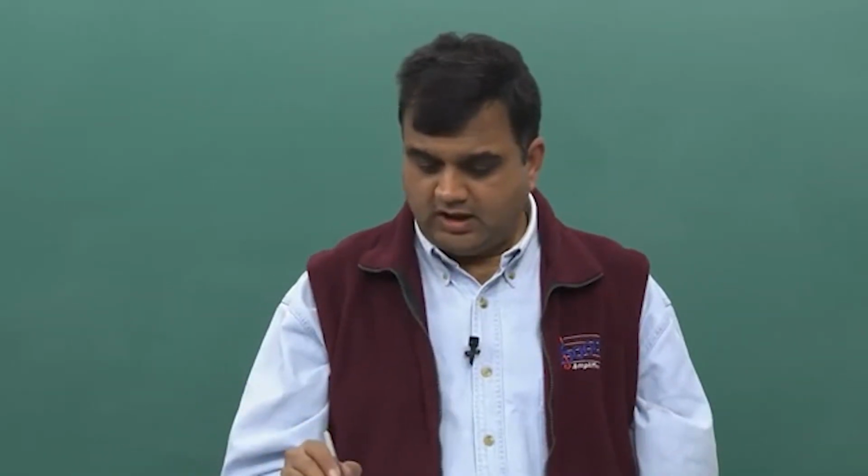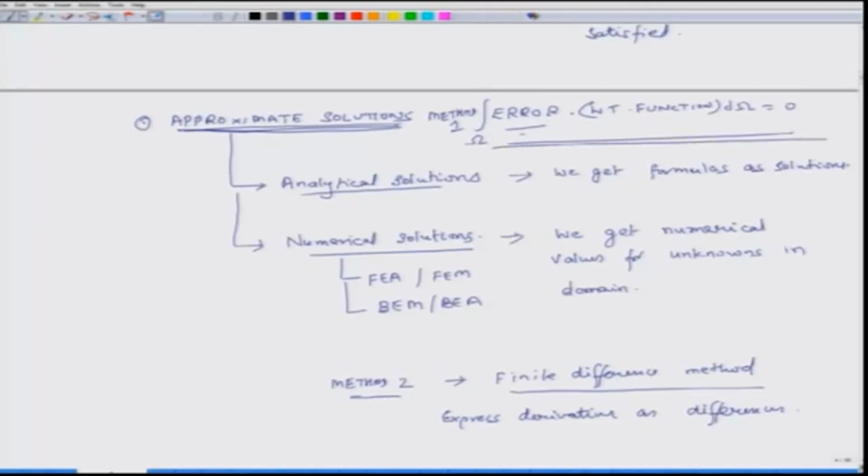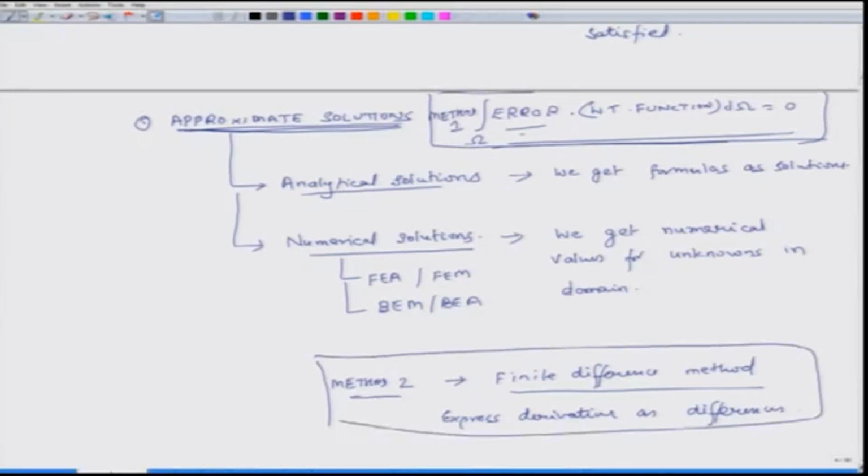So we have an integral approach, this is method 1. We have another one, method 2, the finite difference method. In method 1, we can have analytical solutions or numerical solutions. Method 2 is the finite difference method, and that is only a numerical method.